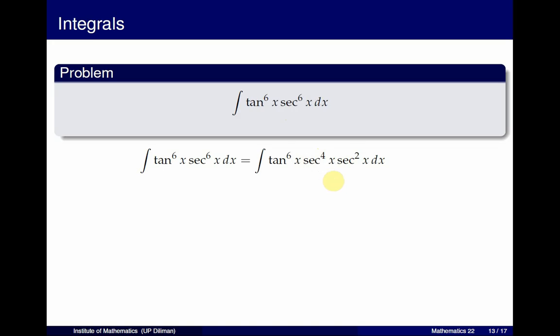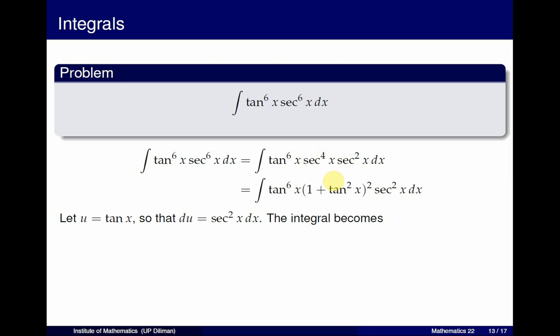So just like with the previous examples, secant to the 4th of x is 1 plus tangent squared x and then squared. And then as I've said, let u be tangent x so that du equals secant squared of x dx. So our integral now becomes, after applying the substitution, u to the 6th times 1 plus u squared and then squared. And then secant squared x dx is du.